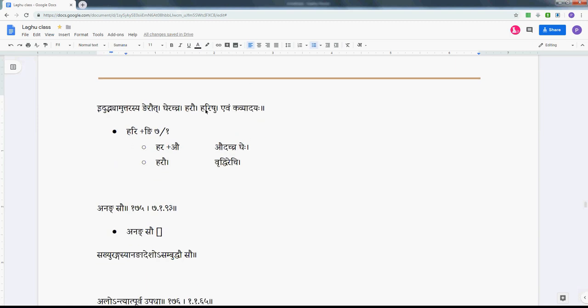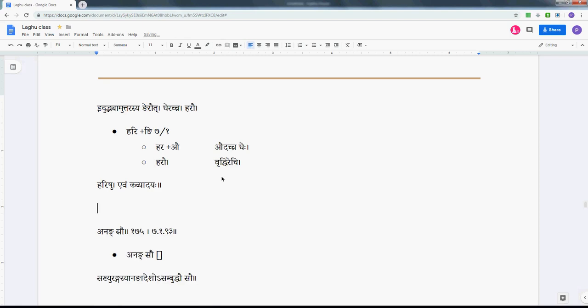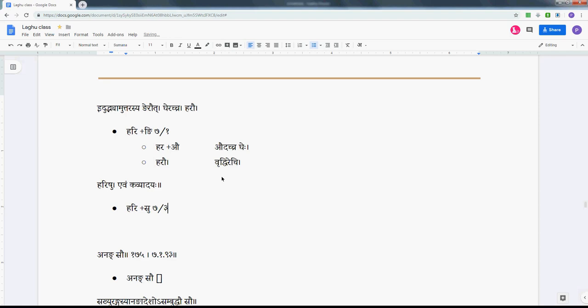Okay, so what remains now? Harau, harishu. Harayo is already done. Harishu, what will happen? Harishu is Hari plus Su, Saptami Bahuvachana. Not much to do. Just add them together, you will get Harisu.